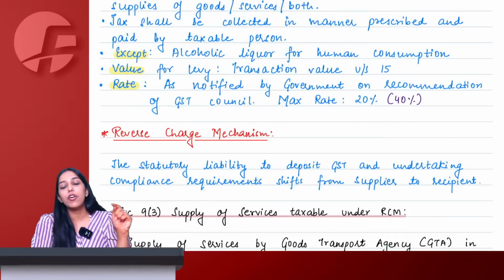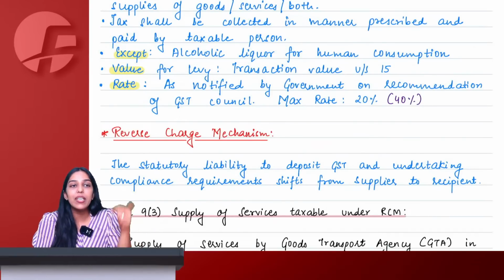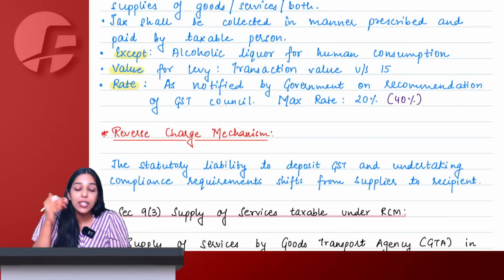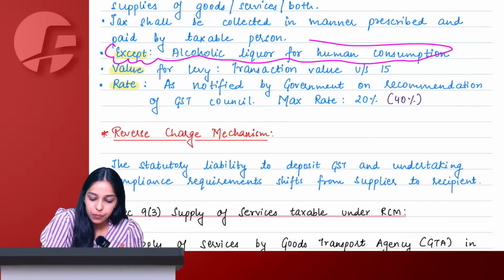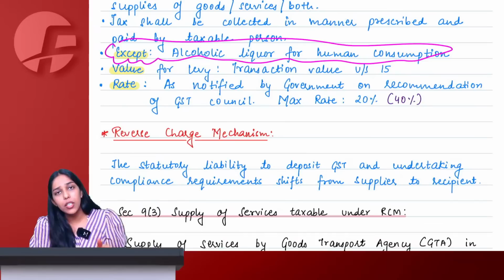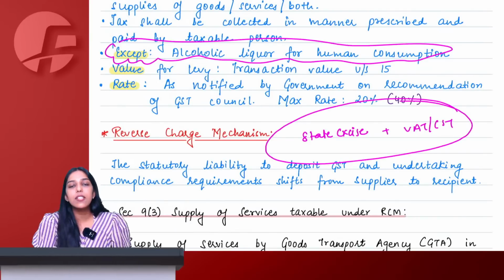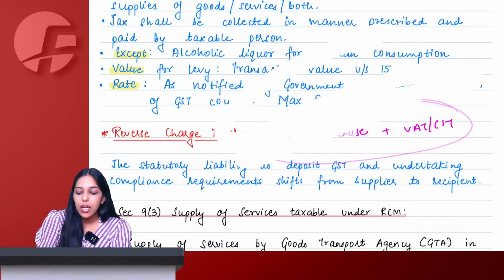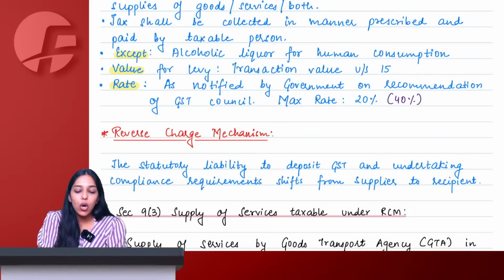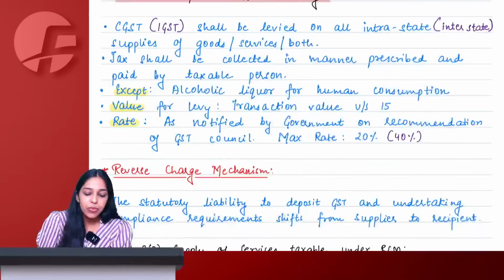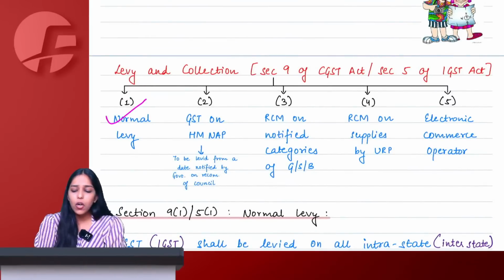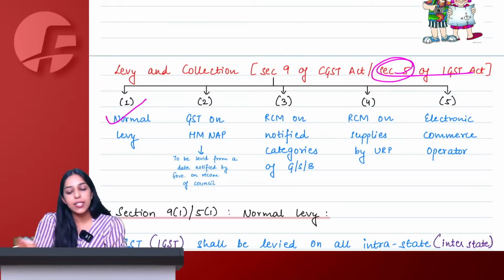On alcoholic liquor for human consumption, GST was not levied, is not levied and will not be levied, because it is written in the charging section only. Today also, on manufacturing of alcohol, state excise is levied, and on sale of alcohol, VAT CST is levied depending upon whether it is intrastate or interstate respectively. So GST is not levied on alcohol, but levied on all other goods and services, with value according to section 15 and rate whatever the government notifies. This is section 9.1, the normal levy, corresponding to section 5 in the IGST Act.